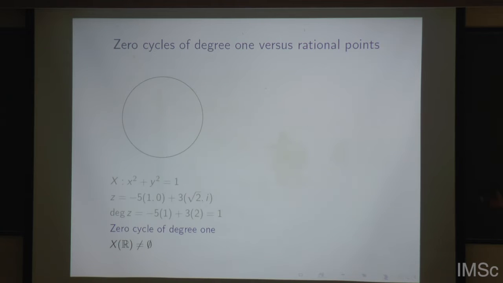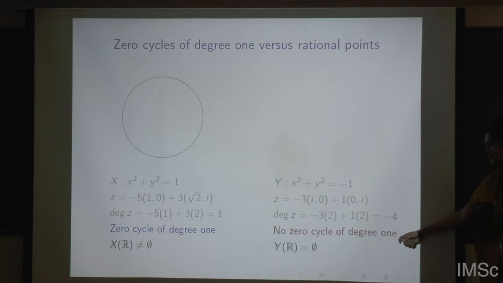In the running example, it's perfectly set up because in the real circle we produced a zero cycle of degree 1, and of course there are lots of real points, so you do have lots of rational points. In the twisted example, it's not hard to convince yourself that there is no zero cycle of degree 1 and there is also no real point.